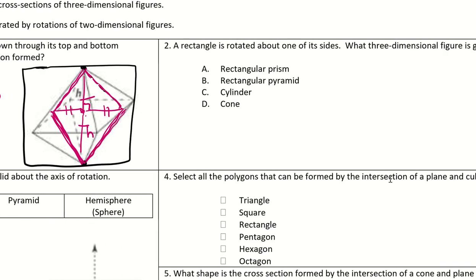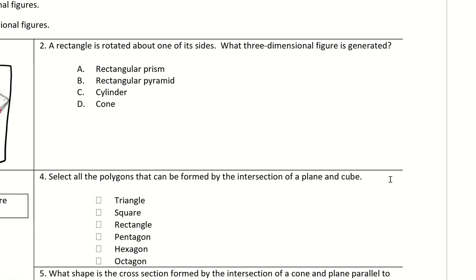Okay, so for number 2, it says a rectangle is rotated about one of its sides. What three-dimensional figure is formed? Okay, so let's say we have a rectangle. We want to rotate it about one of its sides. So basically, if we were to have an axis here, like an axis, and we rotate it around there, what shape is going to be made?